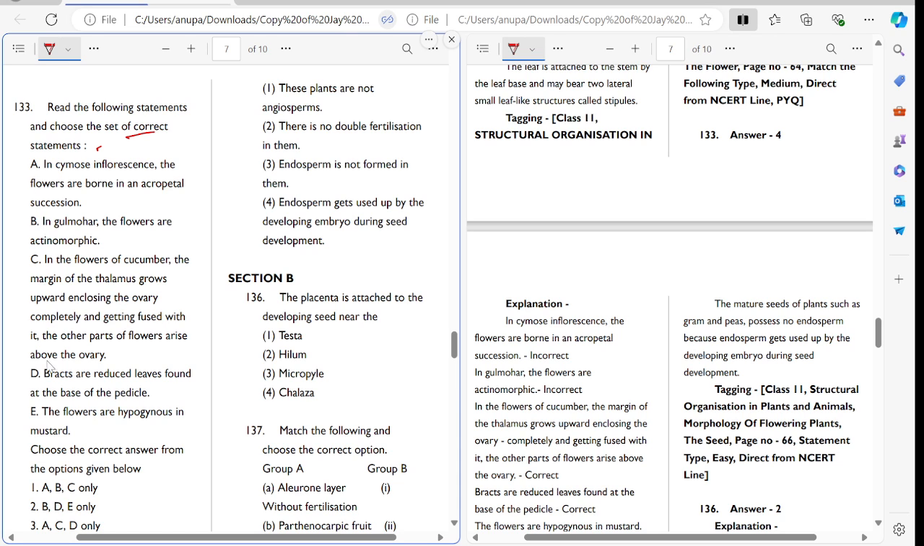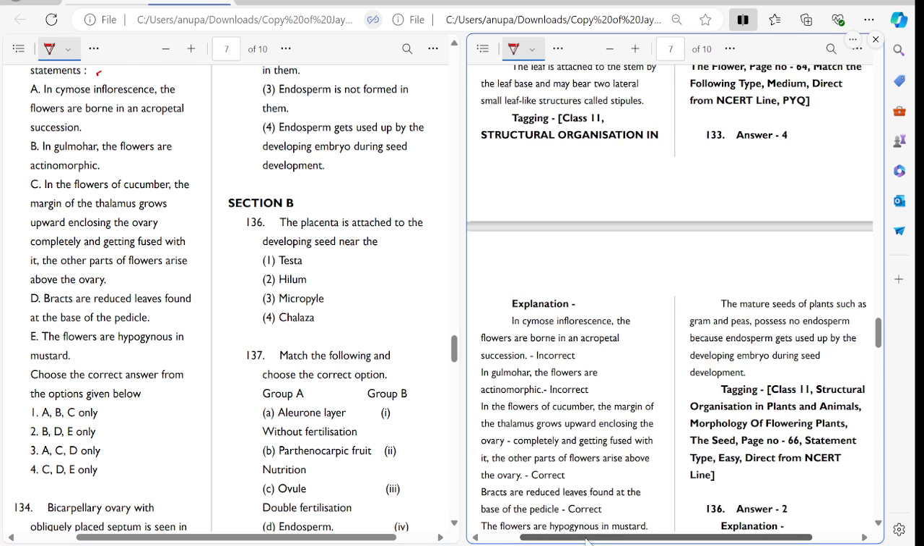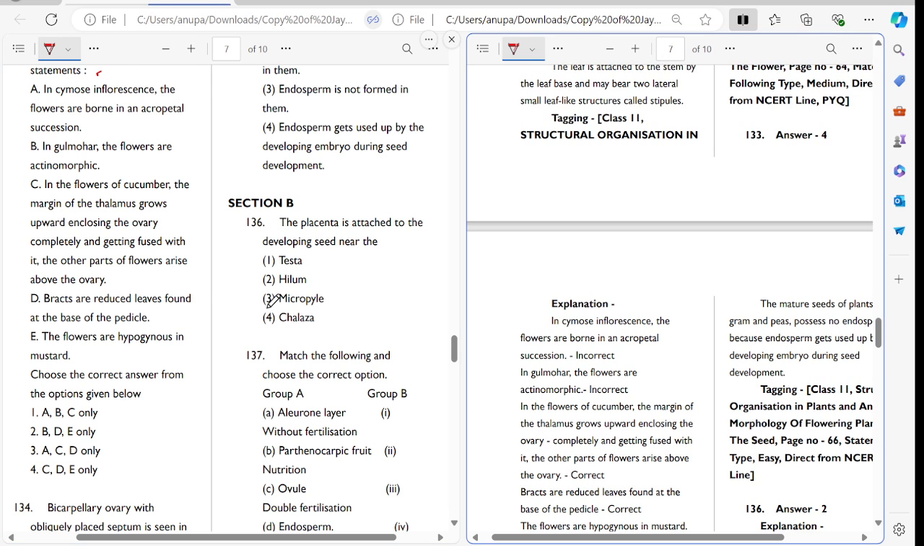Statements 1, 2, 3, 4 and 5 are given, and we have to choose the set of correct statements, where more than one statement may be correct. The options given are ABC only, BDE only, ACD only and CDE only. So first we will read the statements and find out which statement is correct and which is incorrect.